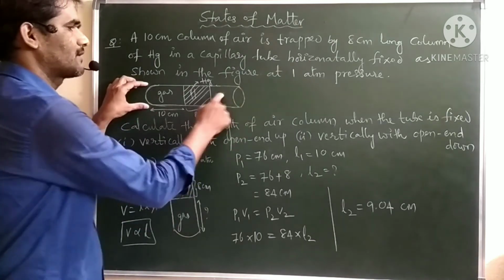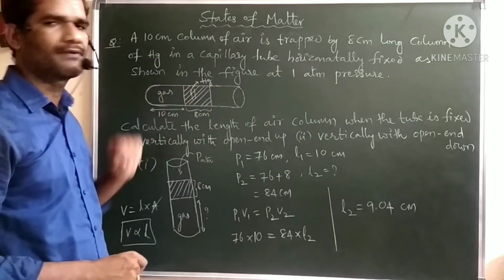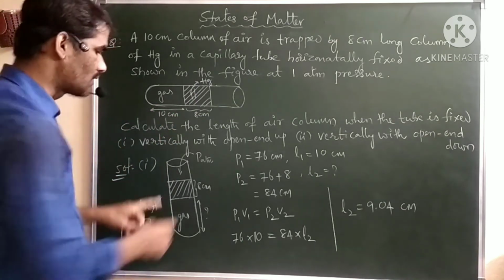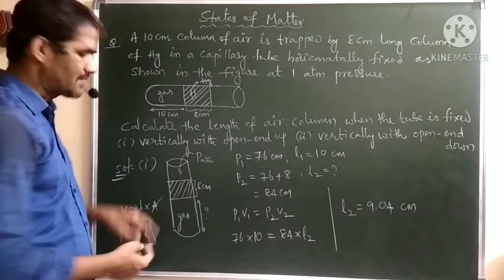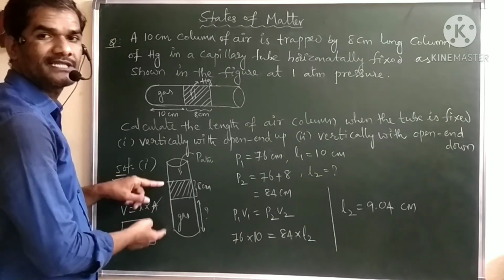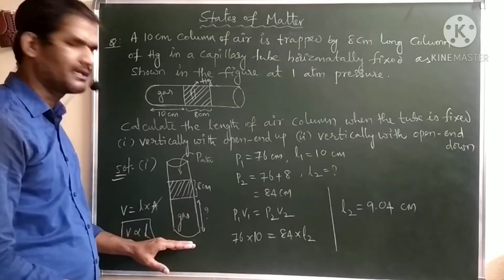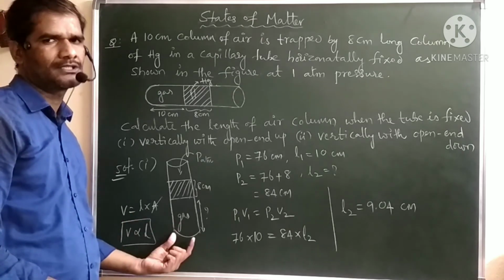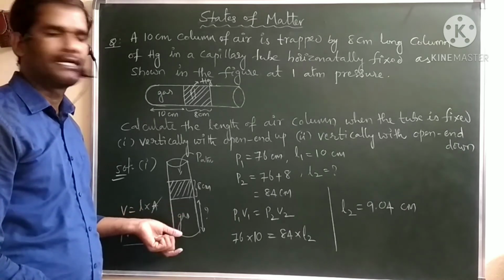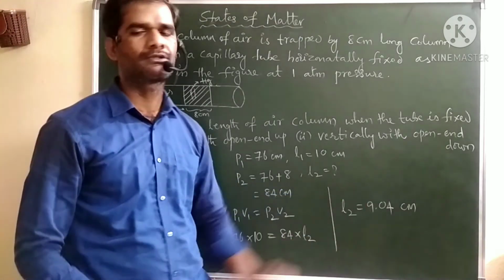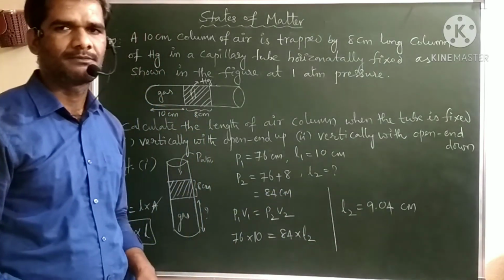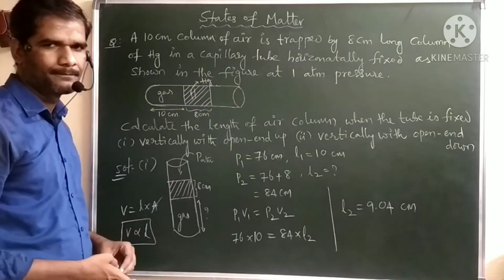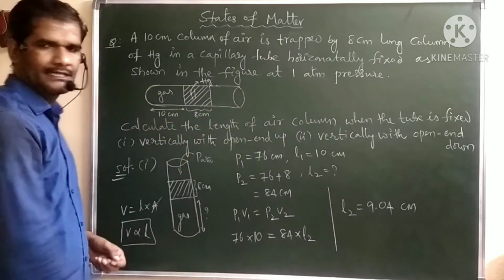Initially only atmospheric pressure is there, so less pressure, only 1 atmosphere, so we have the 10 centimeter length. But when you apply atmospheric pressure as well as the mercury pressure, here pressure is increased. If the pressure increases, automatically volume decreases. If the volume decreases, since the area is the same, the length will decrease. So here L2 is equal to 9.04 centimeters when we place it vertically with open end up. Now we will see the second case.